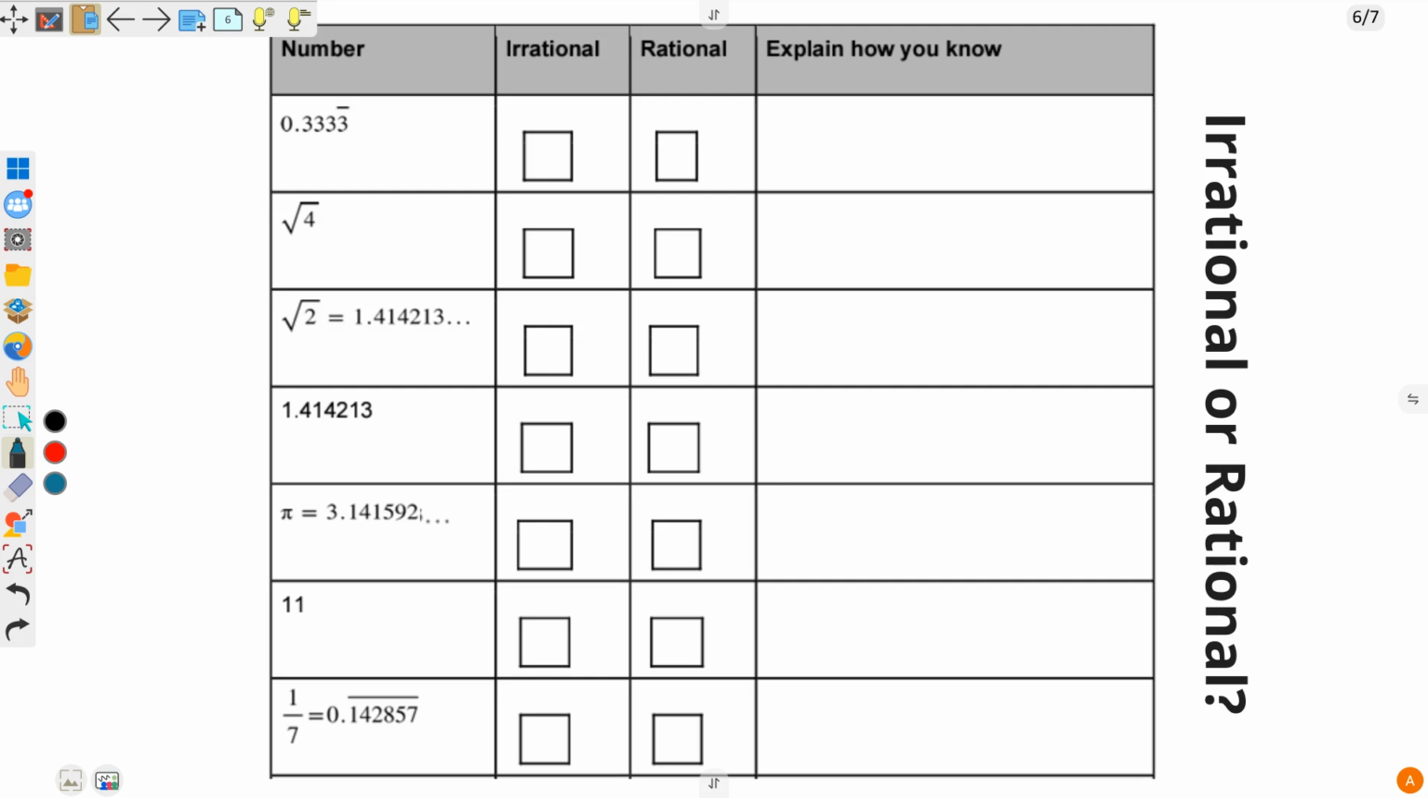Okay, so this first one, 0.3333, and what's over that 3 at the end? What does that line tell us? That it repeats, right? So if it's a repeating decimal, that's rational. And we know that because it is a repeating decimal.